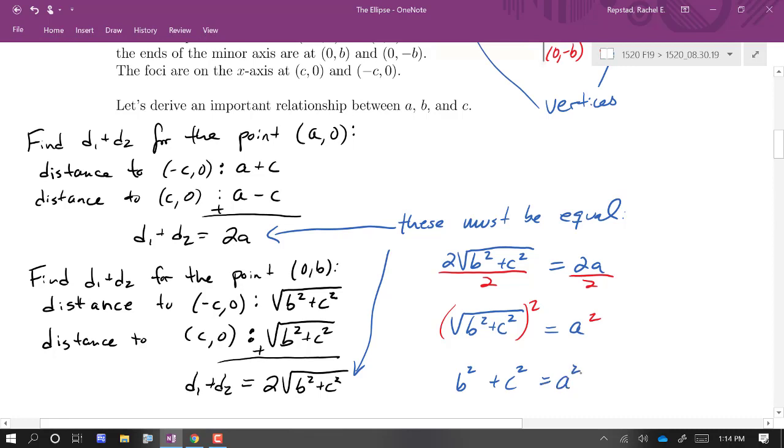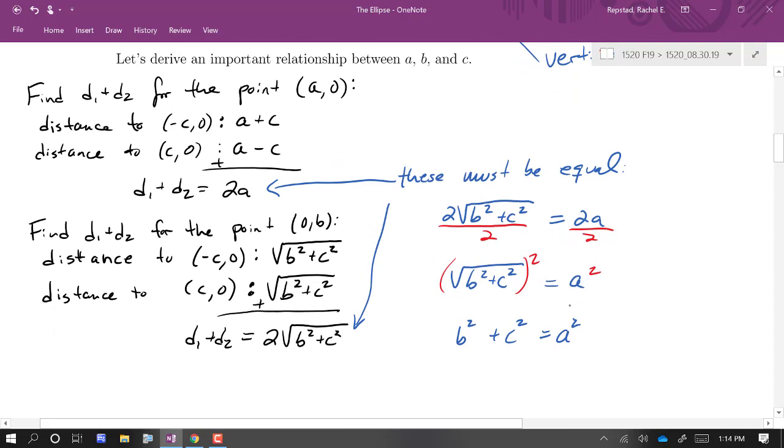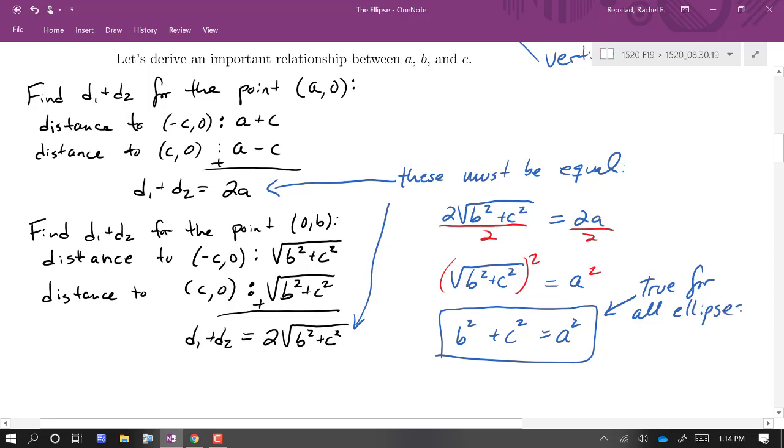It looks like a kind of perversion of the Pythagorean theorem, because we're used to thinking of C as always being the longest side. But this is true. This is a relationship that holds true for any ellipse. In the ellipse that we've been working with, the center is at the origin, so A, B, and C were those coordinates of the vertices, the ends of the minor, and the foci.